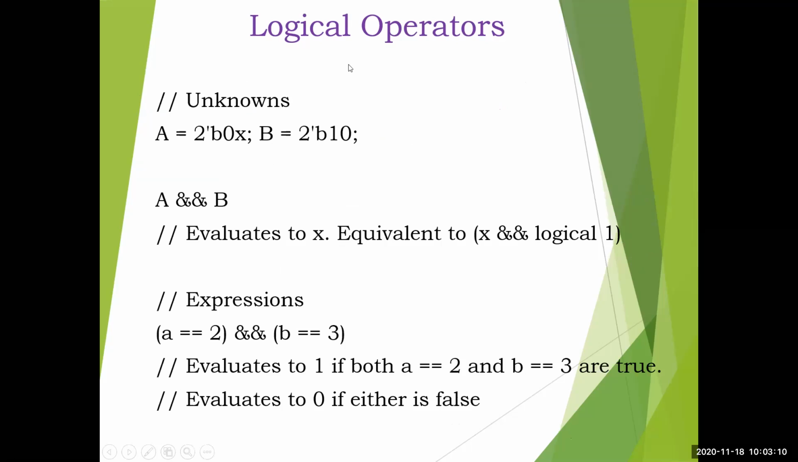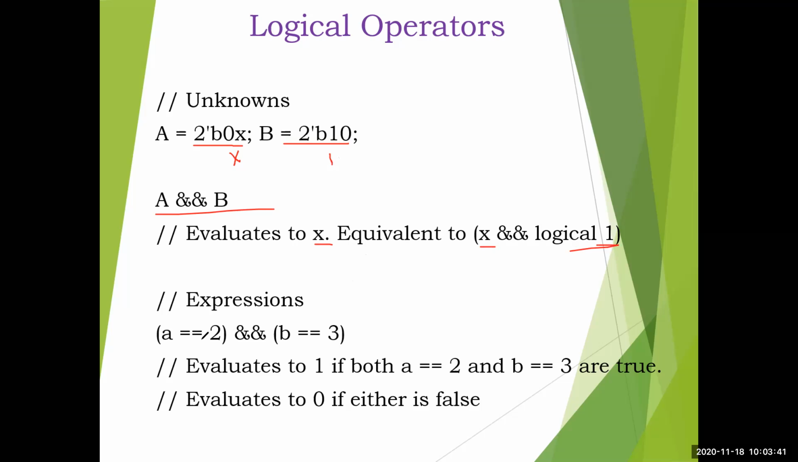Some more examples with respect to unknowns. We have another example, a equal to 2-bit 0x and b is 2-bit 10. So a and b will evaluate to x, because it will consider this as x, and this it will consider as 1. So 1 and x, x is always considered as a false condition, so that only is going to come. See here, this is how it will interpret x and 1.